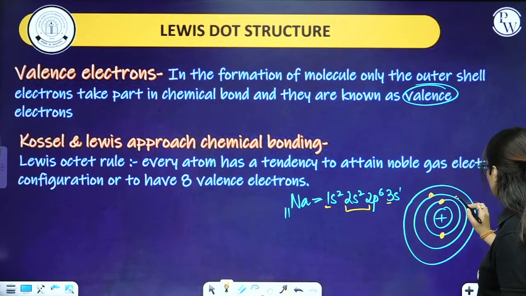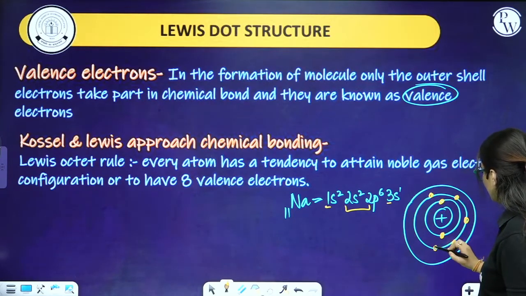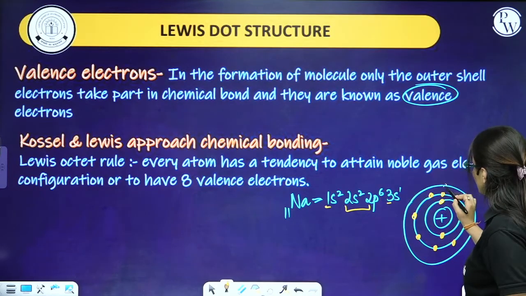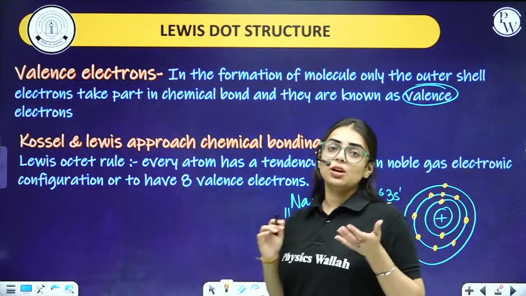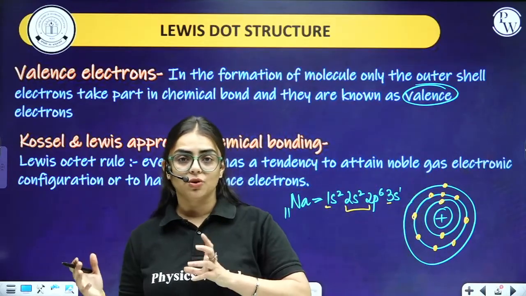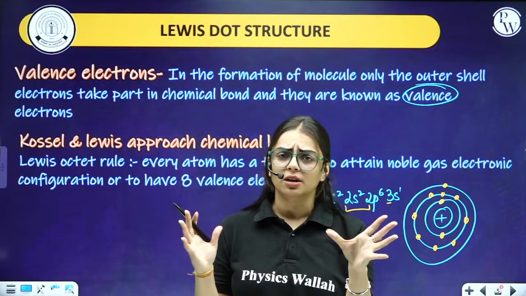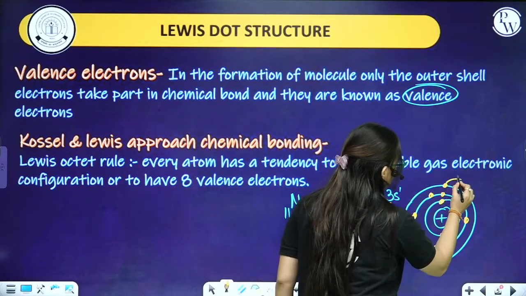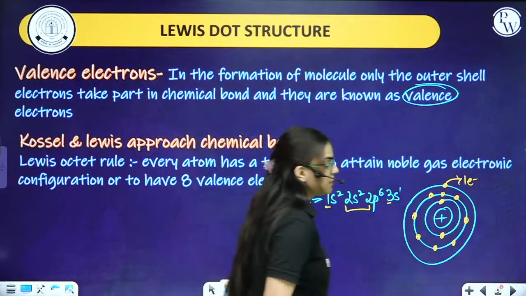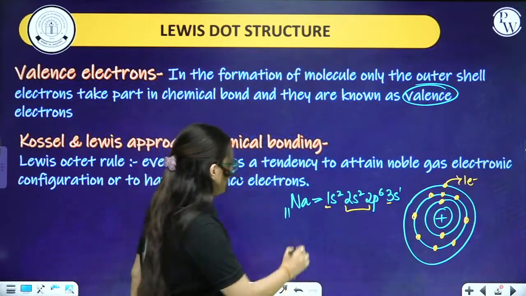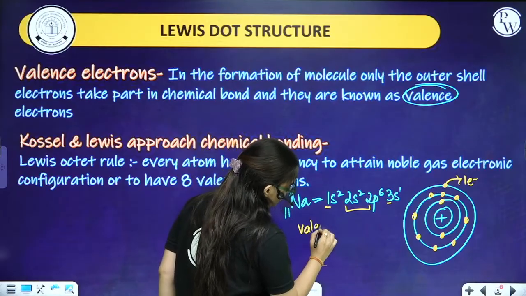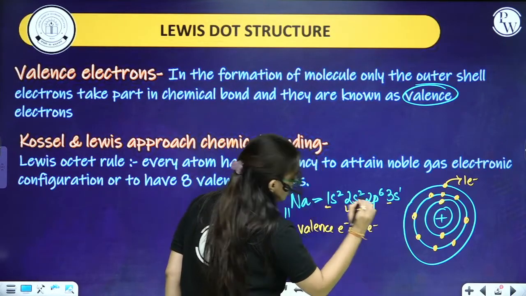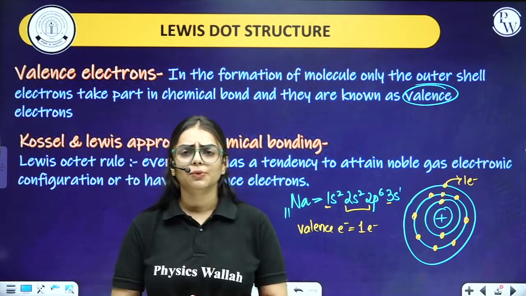So 1, 2, 3, 4, 5, 6, 7, 8. And the third shell contains only 1 electron. So what are valence electrons over here? Valence electrons are those electrons which are present in the outermost shell, the last shell. Over here you can see that there is 1 electron in the outermost shell. So valence electrons in the case of sodium comes out to be 1 electron. Clear? Very easy.